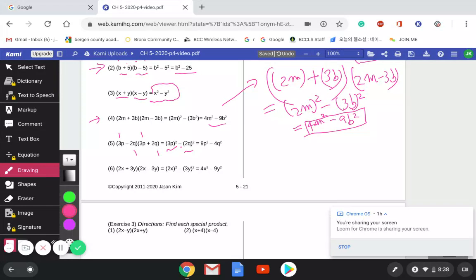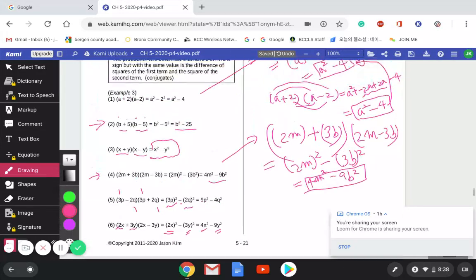Again, if you have a 2x plus 3y multiplied with a 2x minus 3y, the first term is 2x, the second one is 3y. 2x squared is 4x squared, after you simplify them, minus 3y squared becomes 9y squared in between.